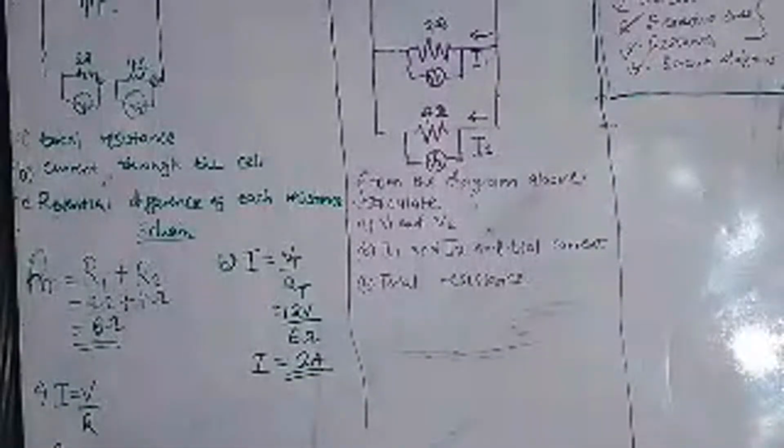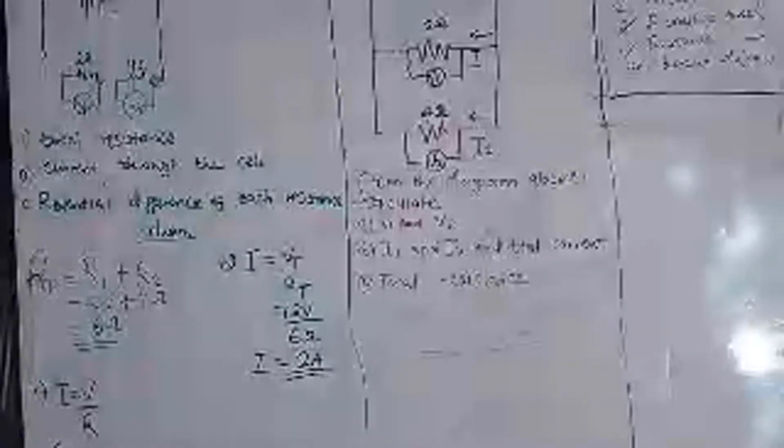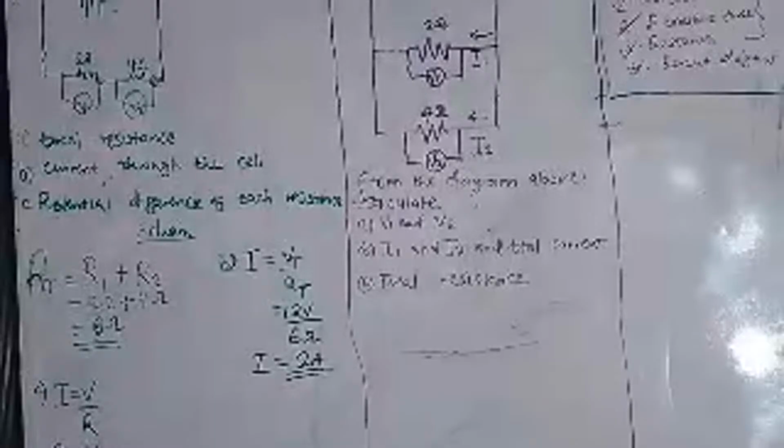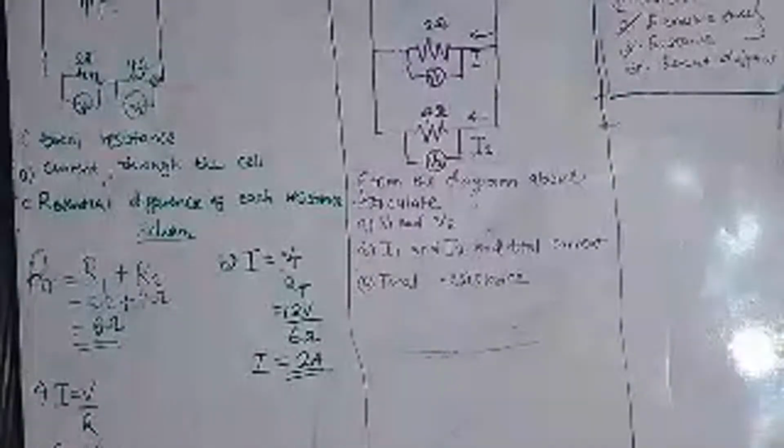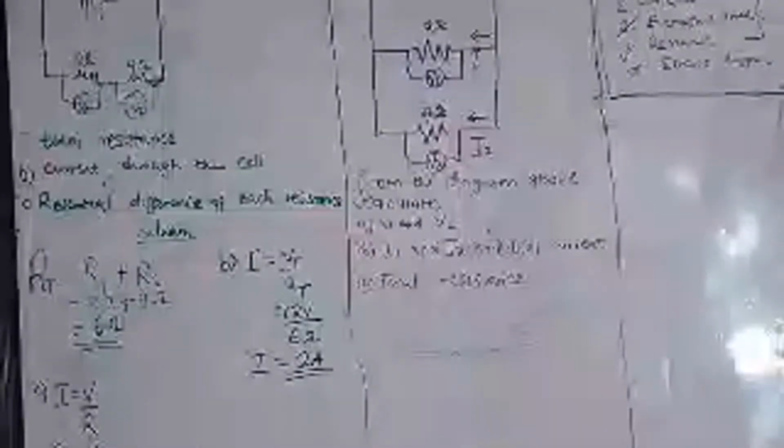Our current is 2. What is our potential difference at the first resistance, which is 2 ohms? So you say 2 equals voltage over 2 ohms. Then here you cross multiply. So our V is 4 volts. So at our first resistance, our potential difference was 4 volts. That is the first thing which you need to do.